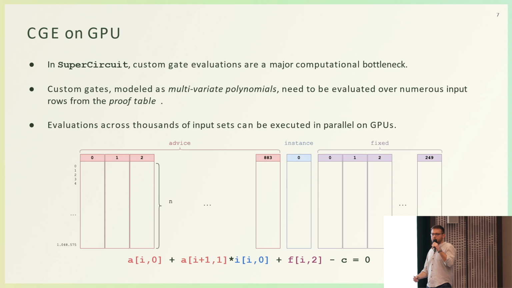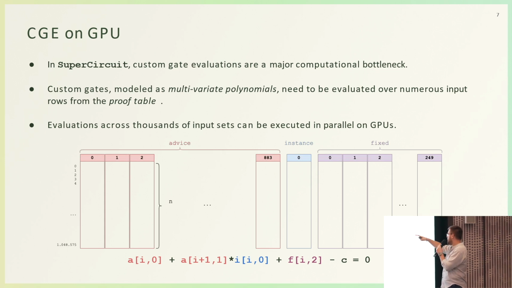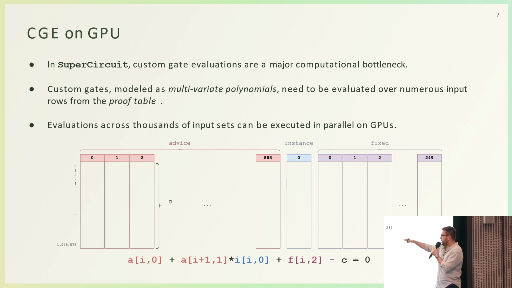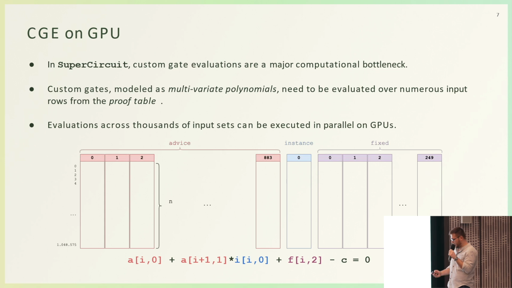A custom gate essentially constrains values in this proof table. We can think of it as a polynomial, shown at the bottom, where, for example, we constrain some row value from an advice column, multiplied by some instance value, plus some fixed values, minus a constant. This has to be 0. So we need to evaluate this constraint over all the rows, or most of them, or a subpart of them. The idea is to execute these evaluations on each thread of a GPU, so we just send the input there.